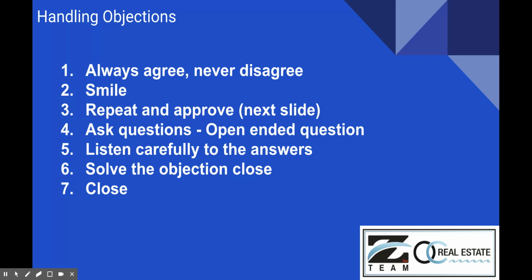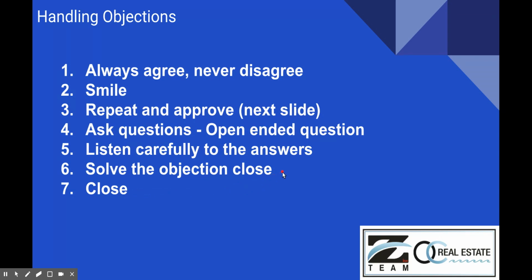And then step number 7 is close. A lot of times as agents, we get caught up as we're asking questions, and then after we solve the objection, we sometimes keep talking. After you've solved their objection and they've agreed that, hey, what you have to offer is something I'd be interested in, you need to immediately move to the close.